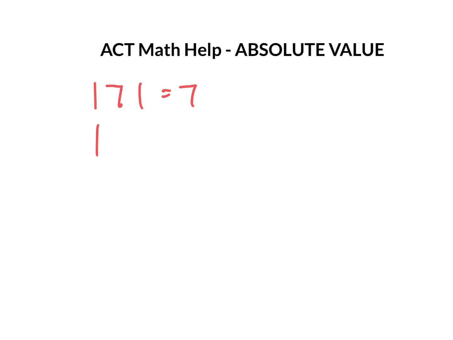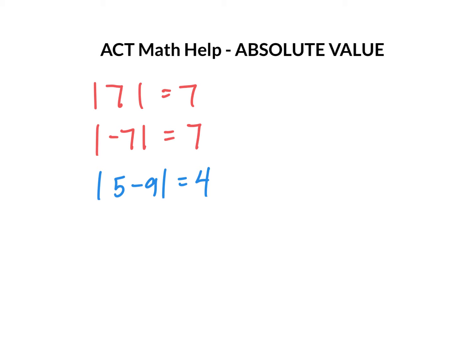Absolute value signifies the distance from 0. So if I said, what's the absolute value of -7? That is also 7, because -7 is 7 units from 0. So really, you're always going to return a positive answer. If we said, what's the absolute value of 5 minus 9? Well, of course, 5 minus 9 is -4, but the absolute value of that would be +4.